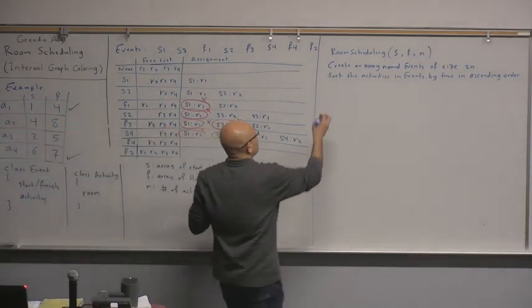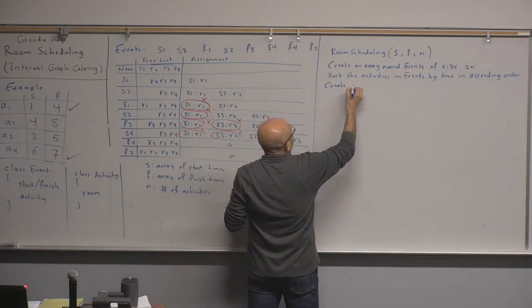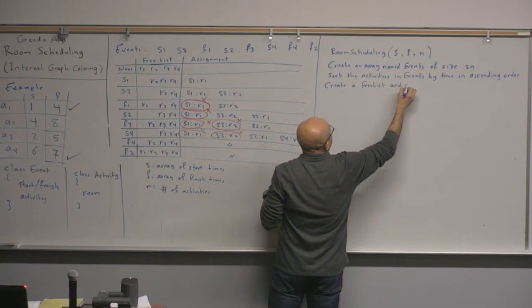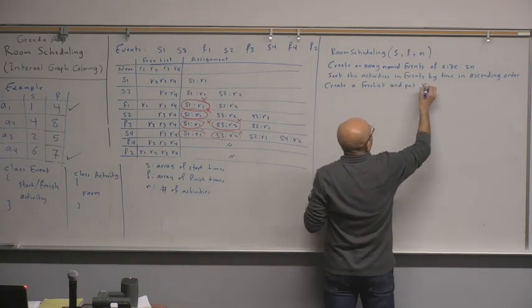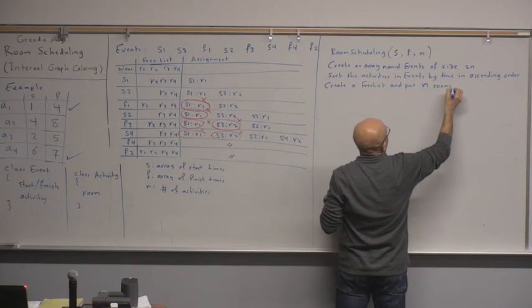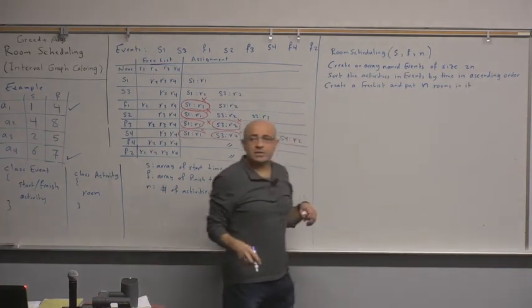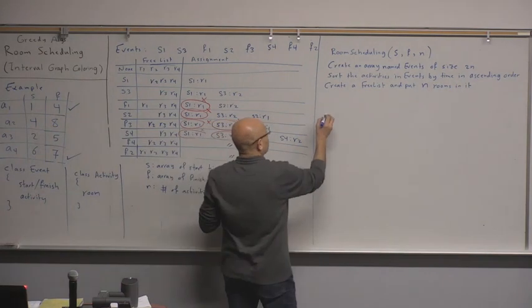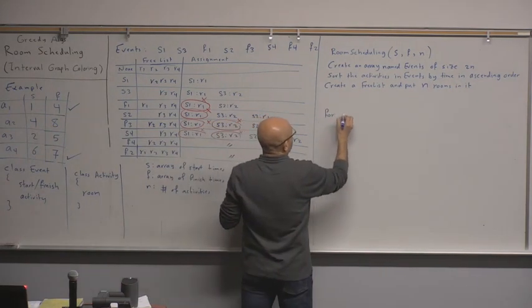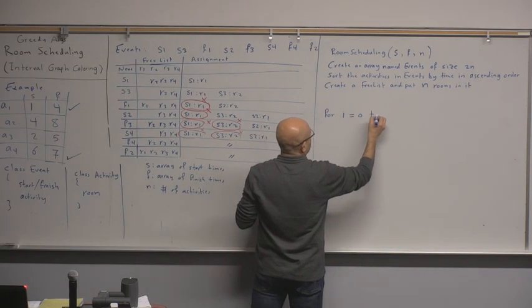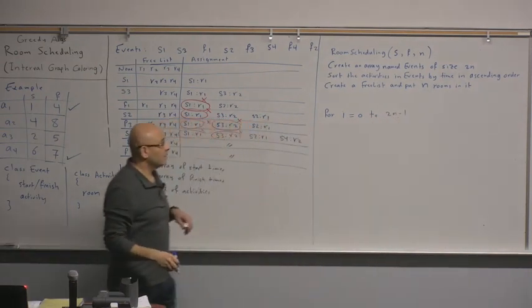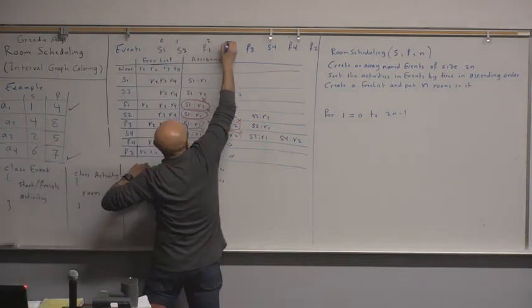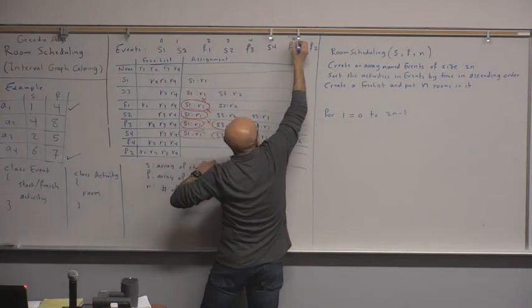Then we need to create a free list and put n rooms in it. Why n rooms? Because that's the maximum number of rooms that we may need. Then for i equals 0 to 2n minus 1, we go through the events: 0, 1, 2, 3, 4, 5, 6, 7.